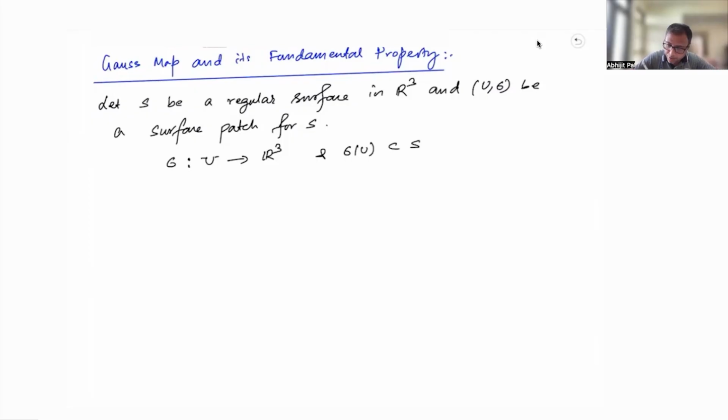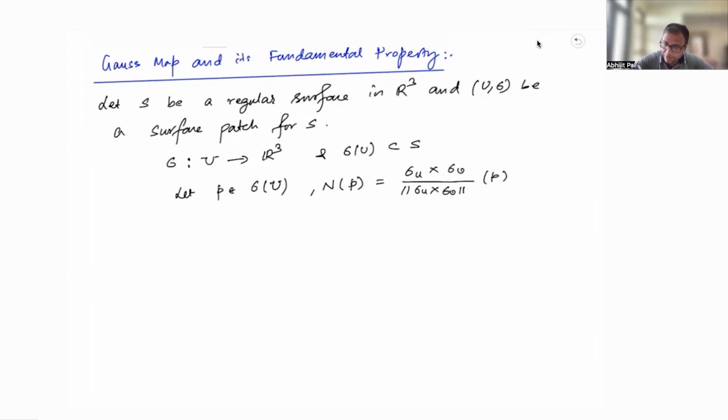Okay. So now if I take any point P in sigma U and take this normal vector defined by N_P equal to the vector product of sigma_u with sigma_v divided by the norm of sigma_u cross sigma_v. So this whole thing is evaluated at the point P.